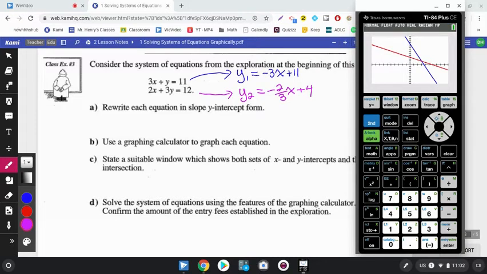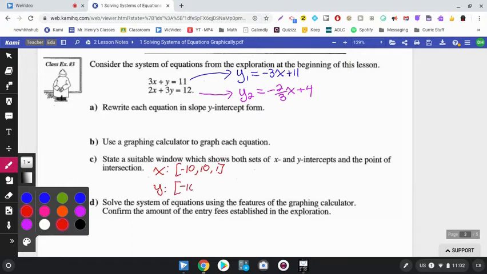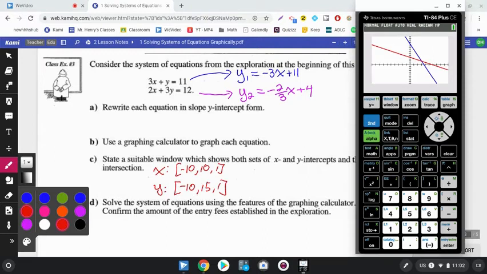Perfect. So your x's were just the normal, negative 10 to 10 with a step of 1. Your y's, negative 10 to 15 with a step of 1. Just slightly modified. Now it says solve the system equation using the features of your calculator, and then we're going to confirm that we get the same answer as above.